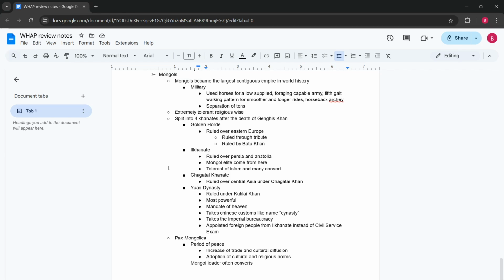The Mongols are the main focus of this unit. They became the largest continuous empire in world history. They did this through military tactics. So they used horses for a low supplied, foraging capable army, which means they didn't bring that many supplies with them. They were able to just forage off the land in many cases, which made them a lot faster because they didn't need to carry all of those supplies. Of course, carrying caravans is incredibly difficult because it makes you so much slower because of the weight of the caravan. So if you just get food when you get there, you're going to be going a lot faster.